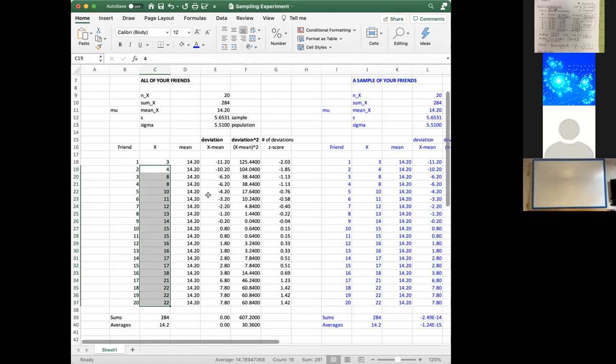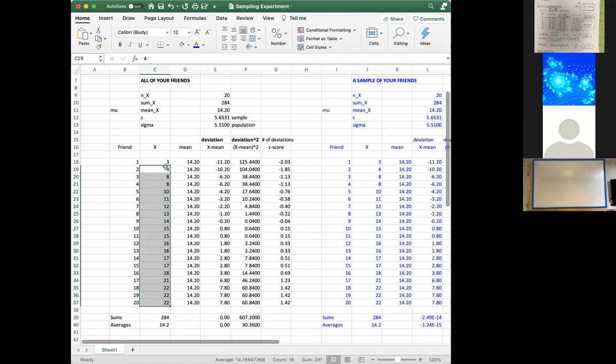Now let's check this out. Do you see that almost all of your friends are within two standard deviations of the average? That's actually important. If I want to know if there are any outliers or any strange cases, look at this one friend with only $3. He is far away from the average. And your mom asks you, how far away? And you say, he is more than two standard deviations away.